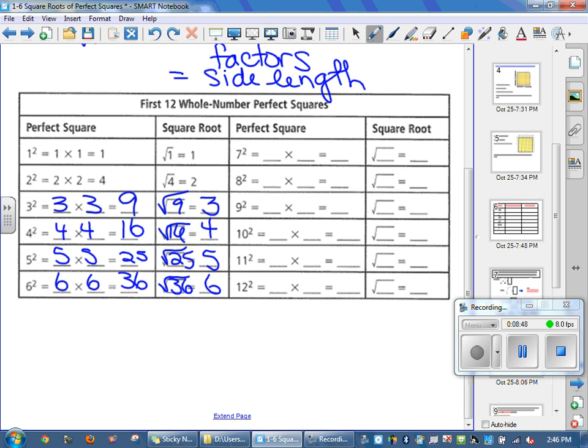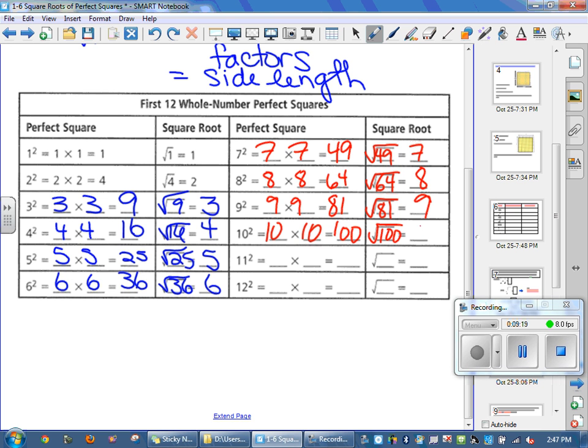Okay, on the other side, same way. 7 times 7 is 49. So the square root of 49 gives us the side 7. 8 times 8 gives us 64. So the square root of 64 has to be an 8. 9 times 9 is 81. Square root 81 is 9. 10 times 10 is 100. Square root 100 is 10.